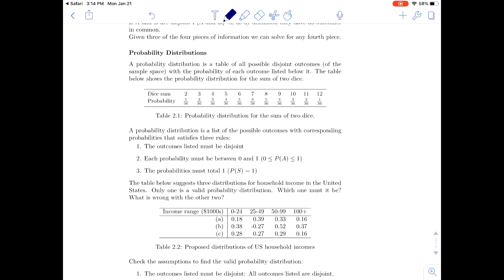Anyways, in this case, we rolled two dice and we looked at the sum of the two dice. The smallest roll that you can have is a 1 and a 1, right? So the sum is 2. The highest roll that you can have is a 6 and a 6. The highest sum is 12. And so now we're looking at the probability distribution of the sum of two dice.